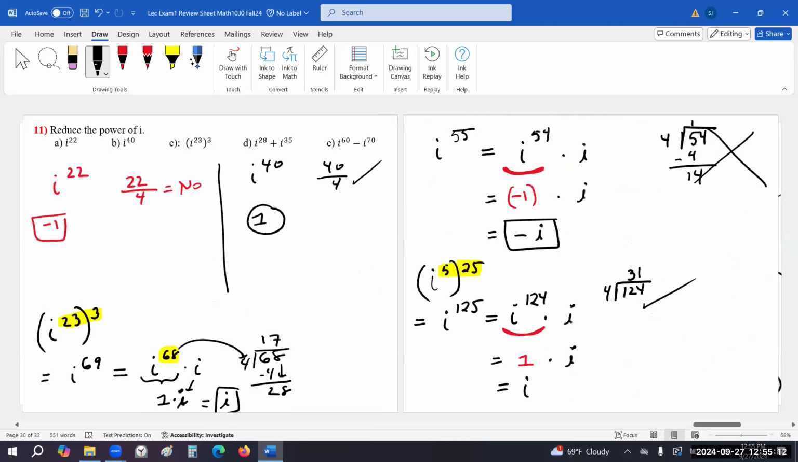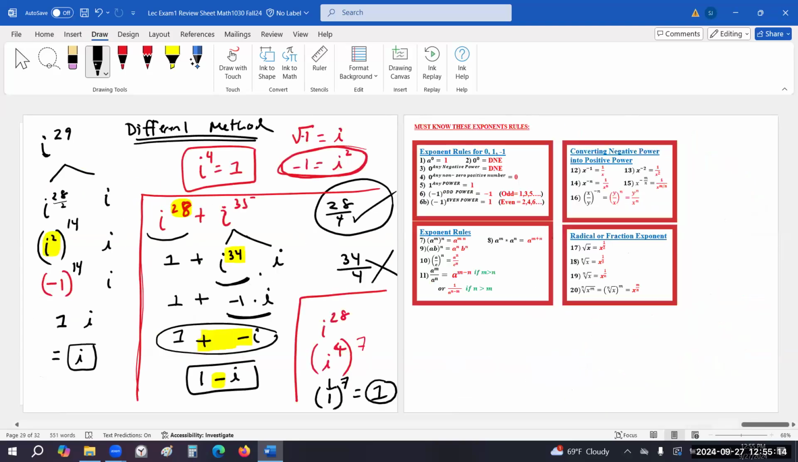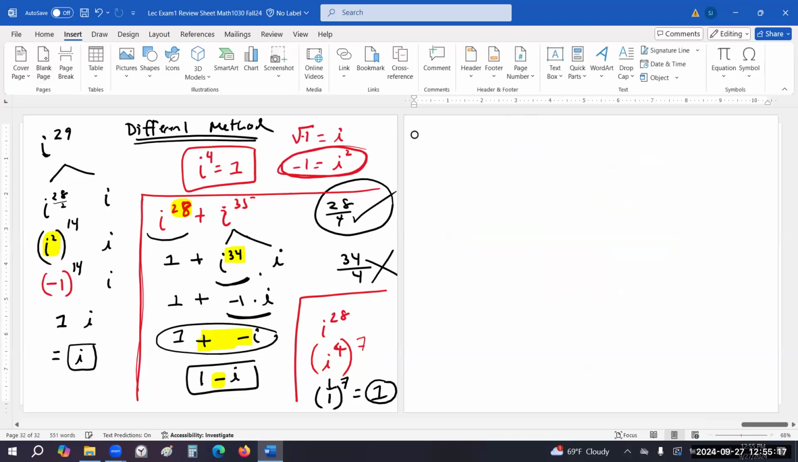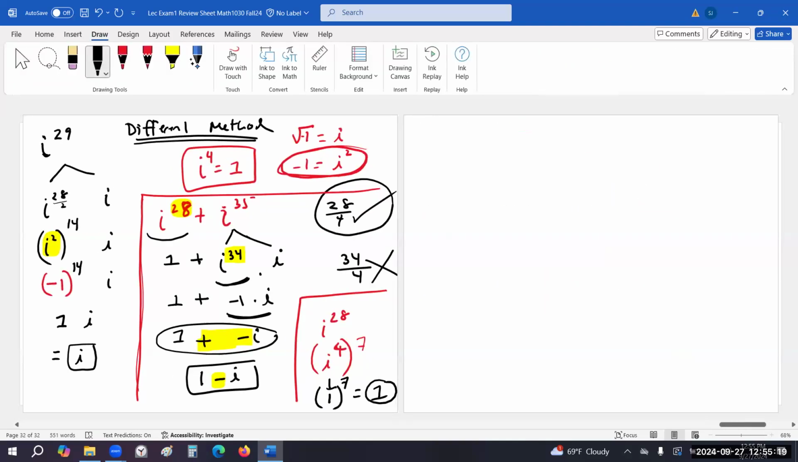So now you try 60 and 71. Let me get a paper. i to the power 60 minus i to the power 71.